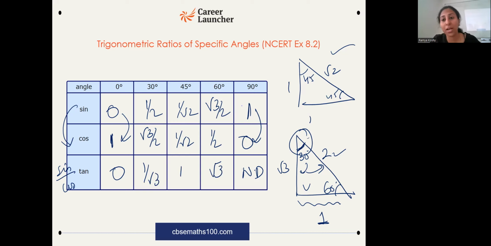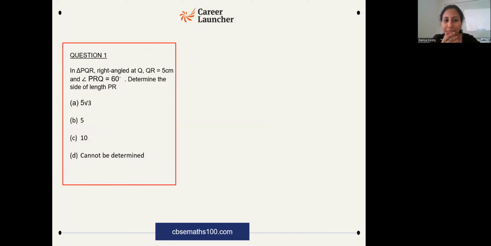Okay, so all of you can check what values you've written. If you are still making mistakes 2 days before the board exam, please learn this properly. All right? Okay, let's solve questions based on this. Quickly. Less than 1 minute for each question.